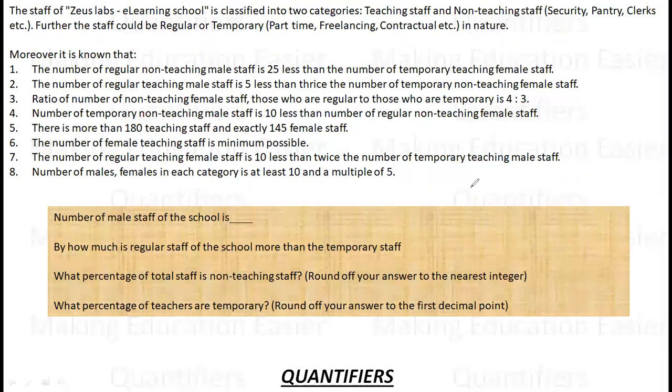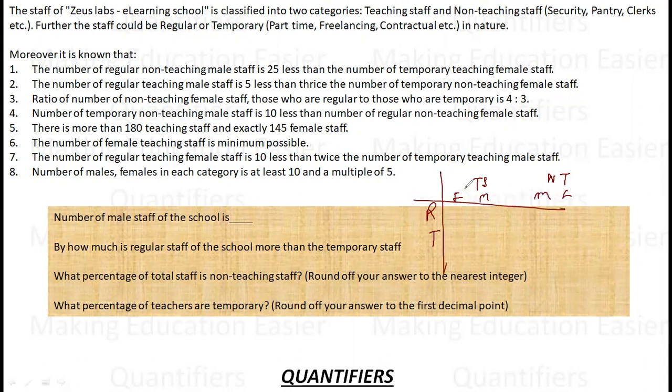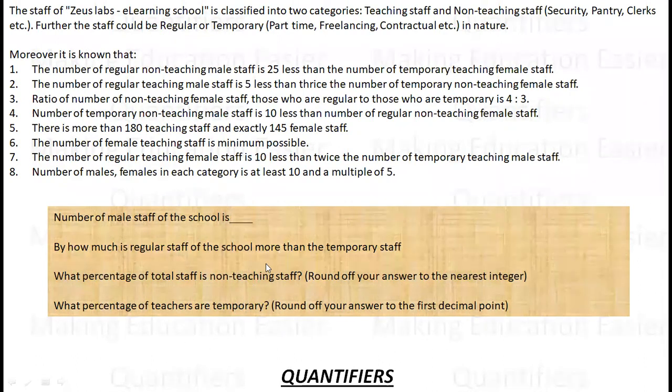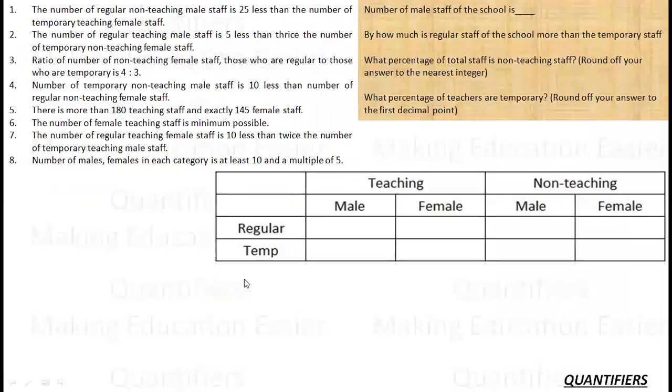Which means that first of all, there is a category of teaching staff and non-teaching staff. Then there is a category of regular or temporary people. And further, they are divided into males and females. So this is how I should represent my data in order to avoid any confusion. So I will draw a table and I'll start filling in the information that I have one by one. So let's see what we have.